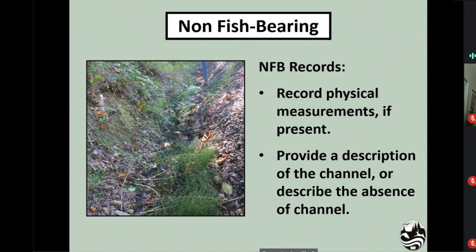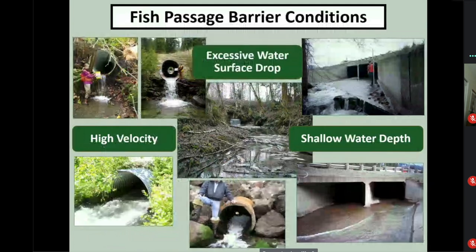So again, the physical criteria in Western Washington is a scour line width less than 0.6 meters or about 2 feet, or that 20% gradient. Generally speaking, if you believe that a stream is non-fish bearing, you can move right along. So there's multiple ways that these culverts can become a barrier. And there's some good illustrations here.